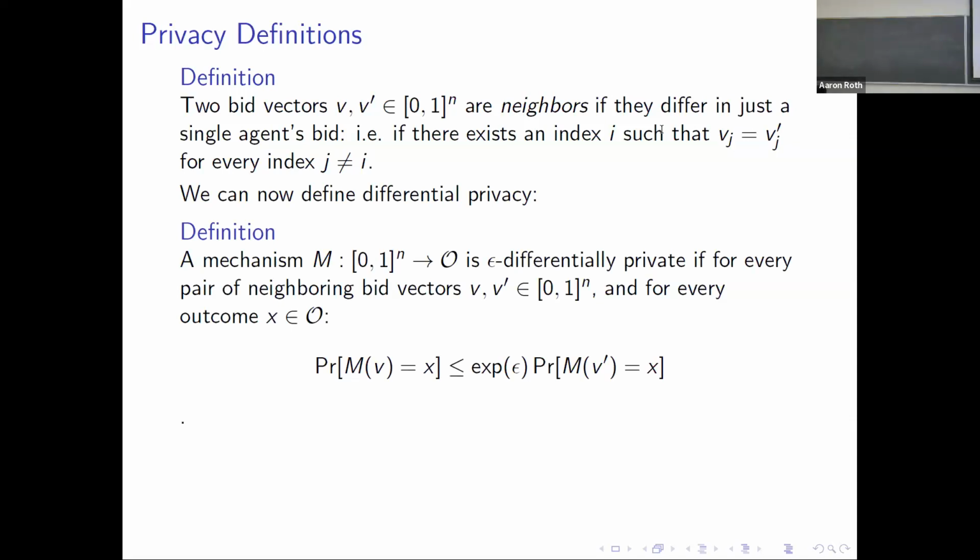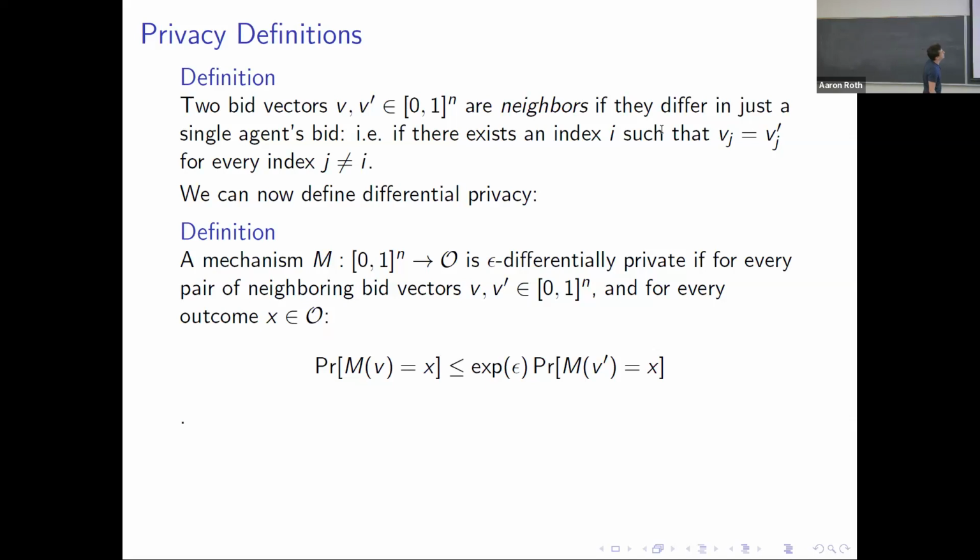Now, what differential privacy asks for is the following. We've got a mechanism. What's the mechanism? Well, it's some randomized algorithm that looks at the bid vectors. So the input to this thing is a bid vector. It thinks, and then it might flip some coins, and it outputs something, like it chooses a price to charge everybody, for example.